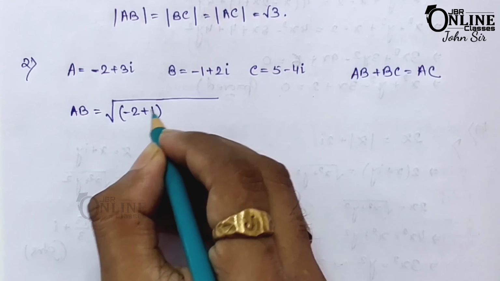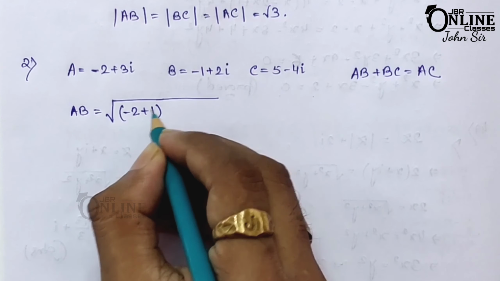Now for the next one, BC. For BC here minus 1 minus 5 whole square and then 2 and minus it will be 4, so 2 plus 4 whole square, so that equals 36 plus 36, so that means root 72. Because 6 square is 36 and also 6 square is 36.